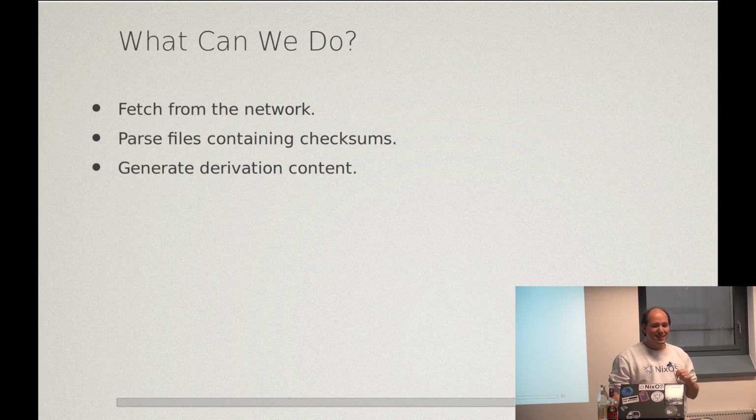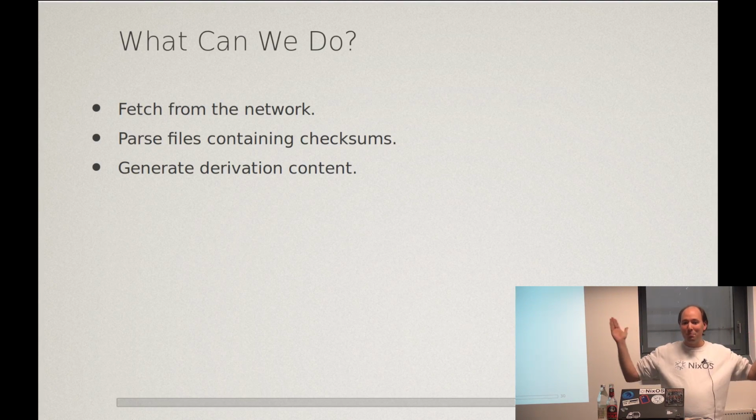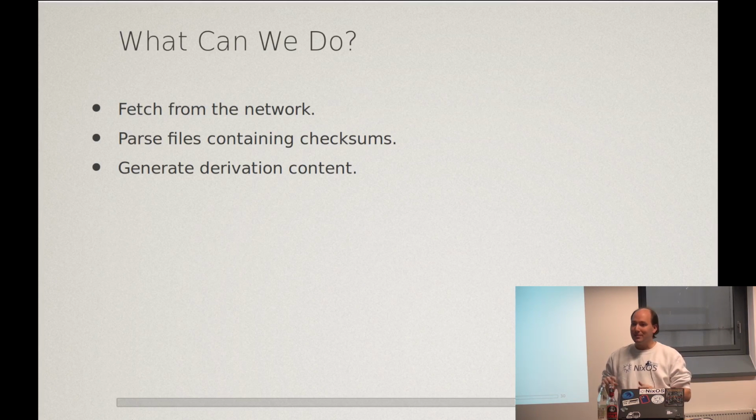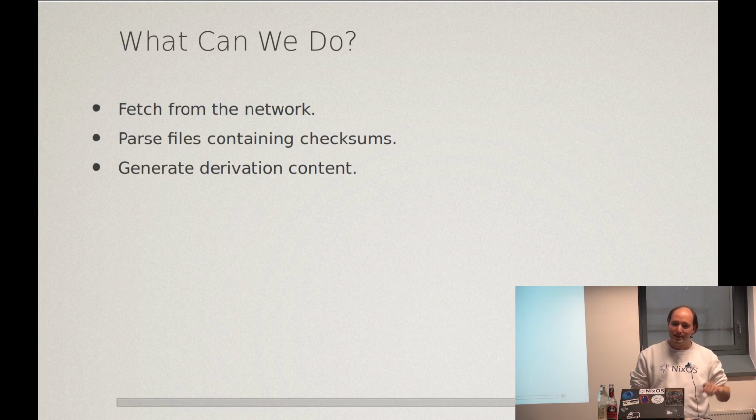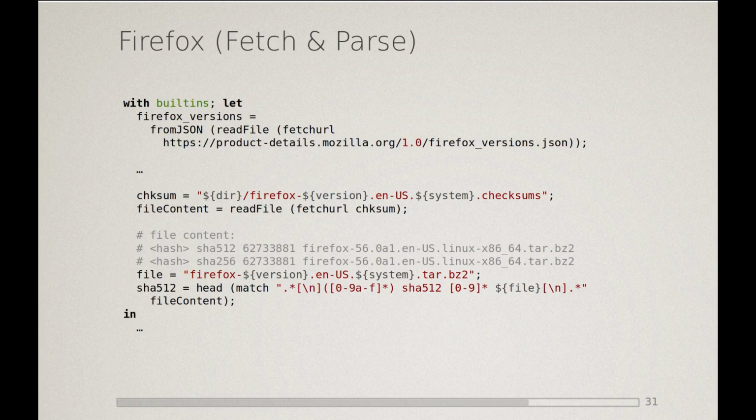So what can we do with overlays? Overlays are quite powerful in terms of, yeah, we can compose and that's nice. And we can do something such as fetch from the network because we have a new built-in for fetchurl. And as soon as you fetch something, you have another problem, which is parsing it. Then you have to generate derivations. So I will go for a few examples, sorry if it's a tiny font.